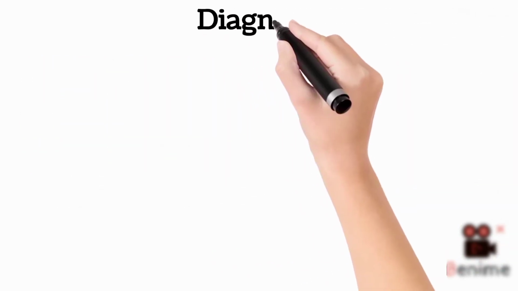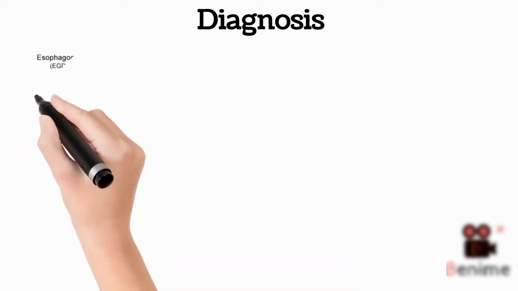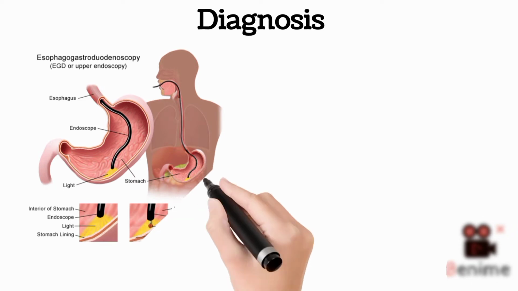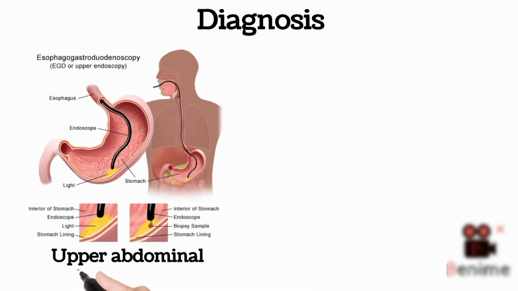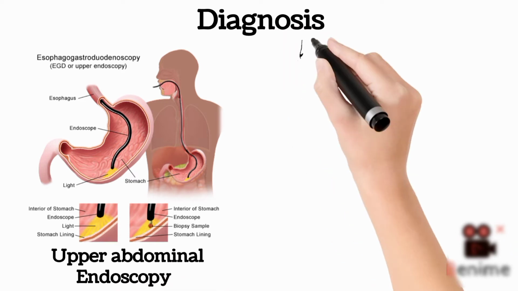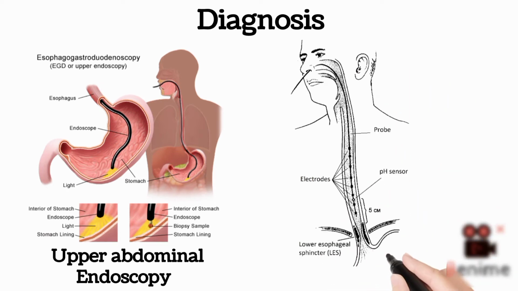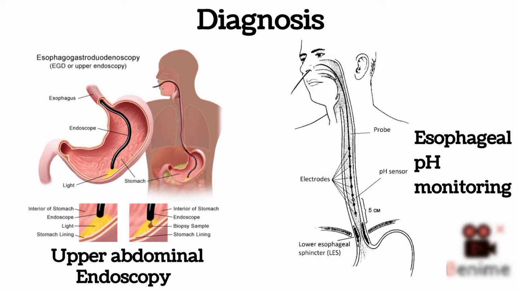Also, some imaging will be done to ascertain the diagnosis. Imaging tests like upper abdominal endoscopy, where an endoscope is sent in the esophagus through the nose or mouth to obtain better images of this organ. Also, an esophageal pH monitor, to determine how acidic or basic is the esophagus. The test is considered positive when the pH is acidic, which indicates the presence of stomach contents in the esophagus.